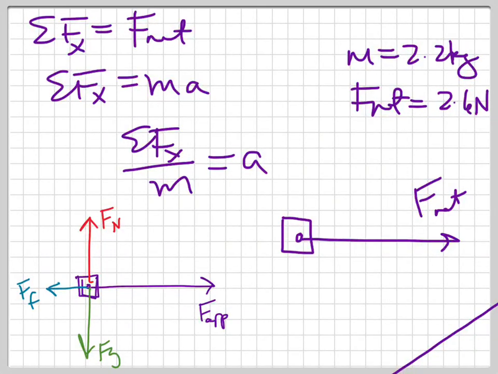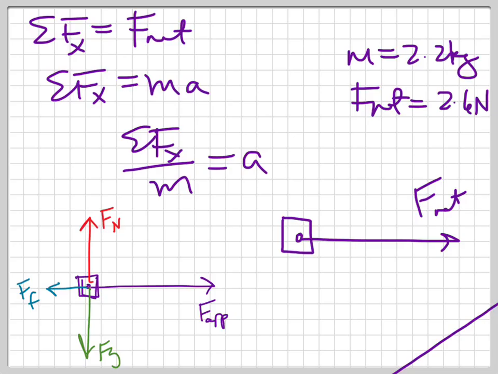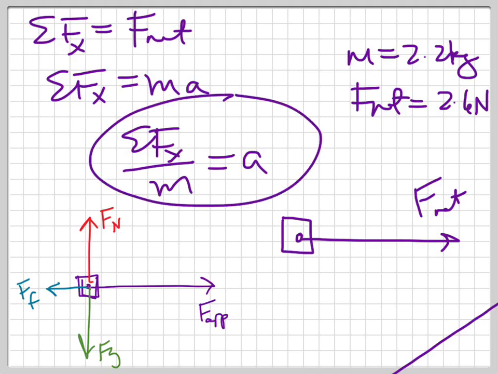Okay, so this was the easy part. This is actually the 4B sample problem. And as we know, every single time that we say that was easy in physics, it means it's about to get not easy.